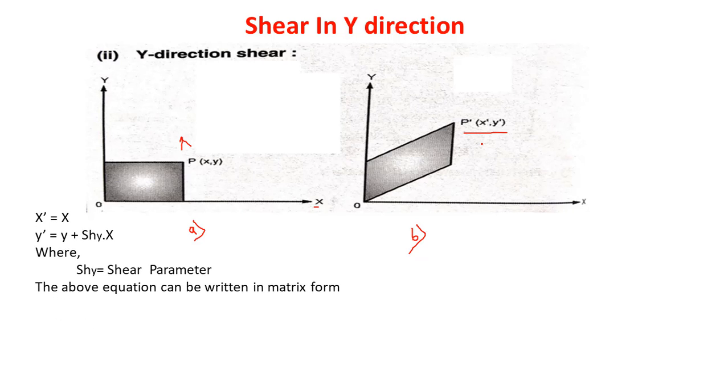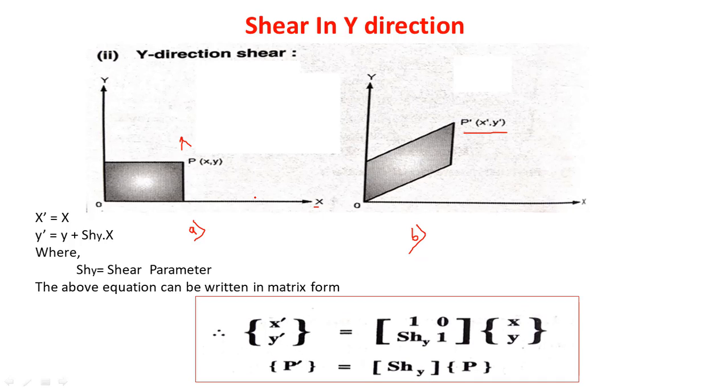In that case x dash is equal to x because there is no change in x direction. y dash is equal to y plus shy into x, where shy is the shear parameter, and the above equation can be written in matrix form: x dash y dash is equal to 1 0 shy 1 times x y. So p dash is equal to Shy into p. In this way you can find shear in y direction.